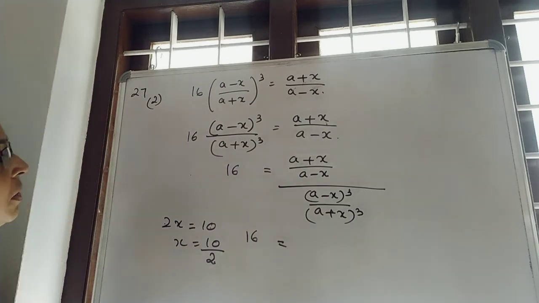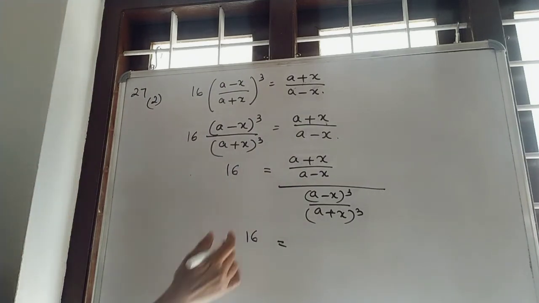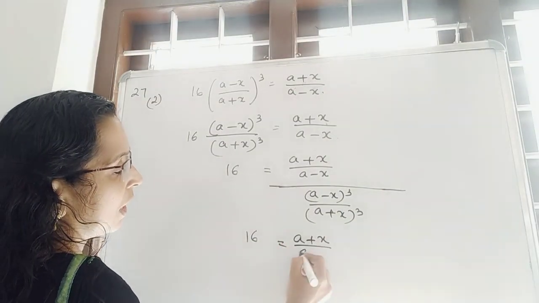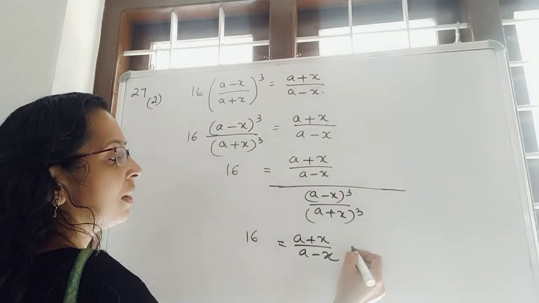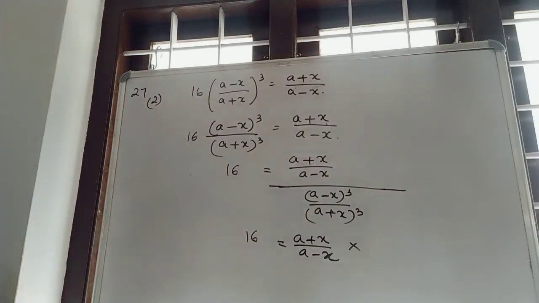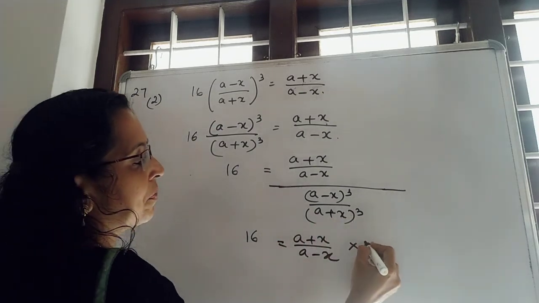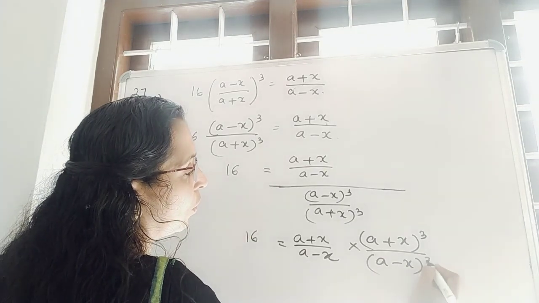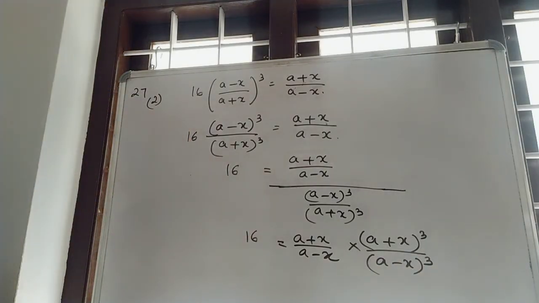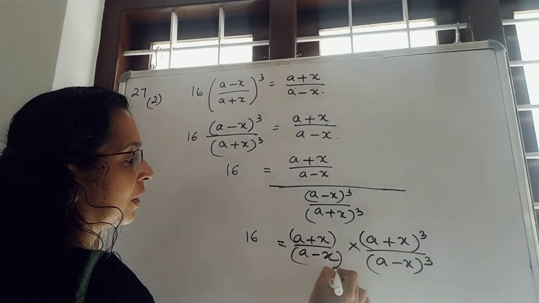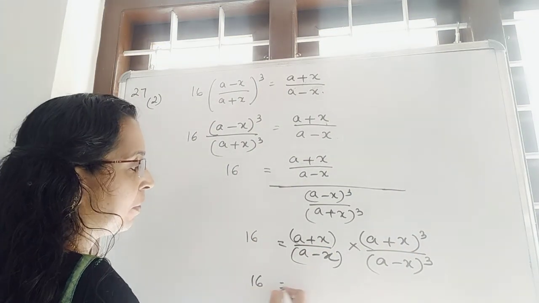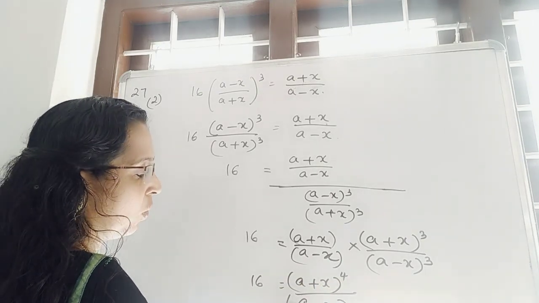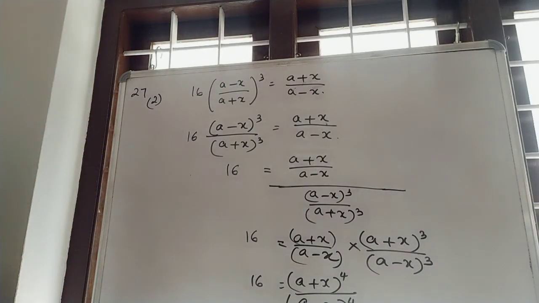16 is equal to, next step. So division, we are taking the reciprocal. So how can we write a plus x divided by a minus x? We can take the reciprocal. So this will become (a plus x) the whole cube divided by (a minus x) the whole cube. Got it? So a plus x into (a plus x) the whole cube will be (a plus x) raised to 4 divided by (a minus x) raised to 4.